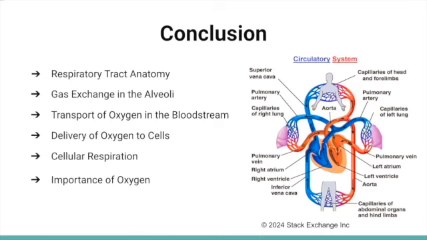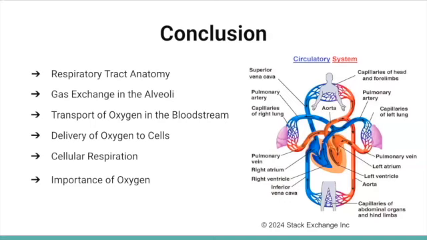Then we got into the gas exchange in the alveoli. Within the alveoli, oxygen from the air diffuses into the bloodstream, while CO2 diffuses out of the bloodstream through exhalation. Then we looked at transport of oxygen in the bloodstream. We talked about how oxygen molecules bind to hemoglobin in red blood cells and are transported throughout the body via the bloodstream, facilitated by the pulmonary veins and the heart's pumping action.